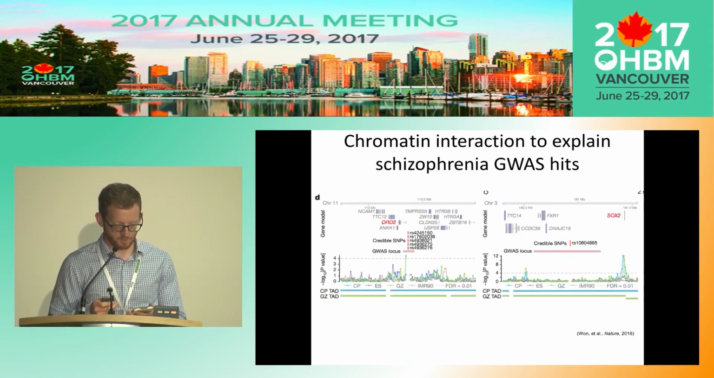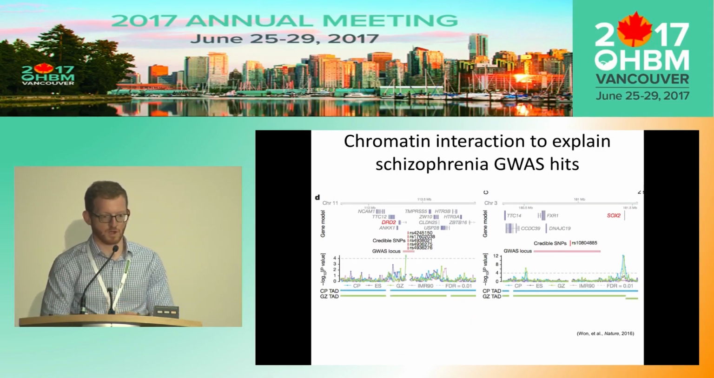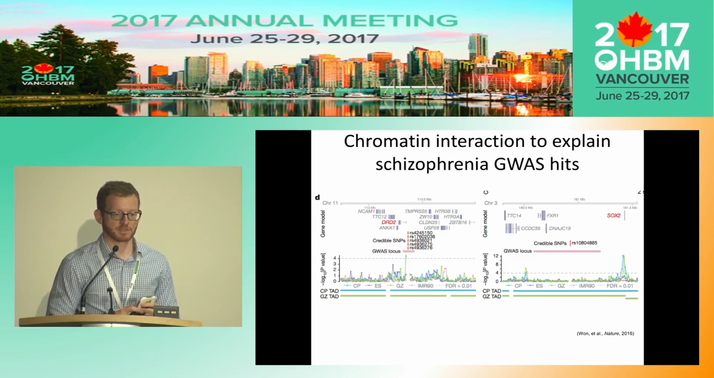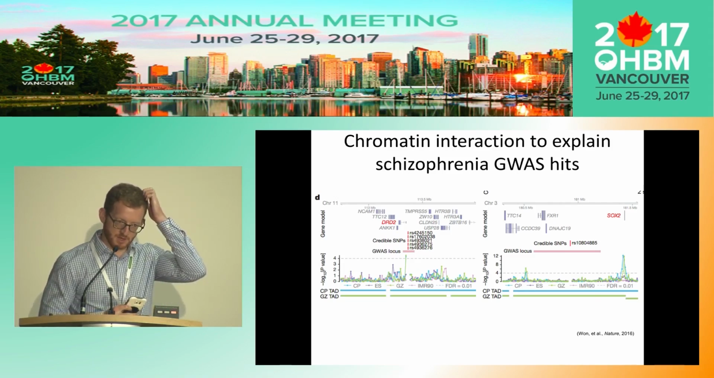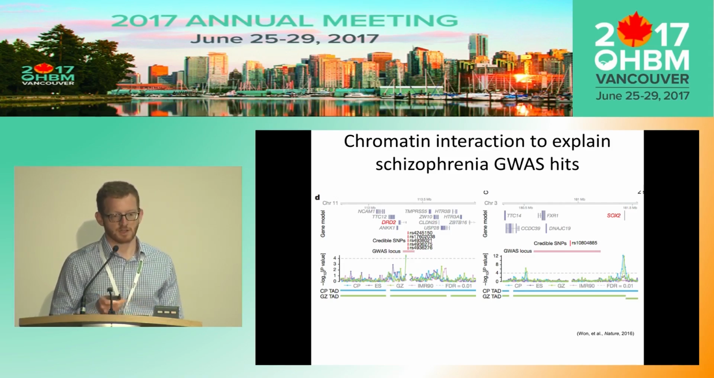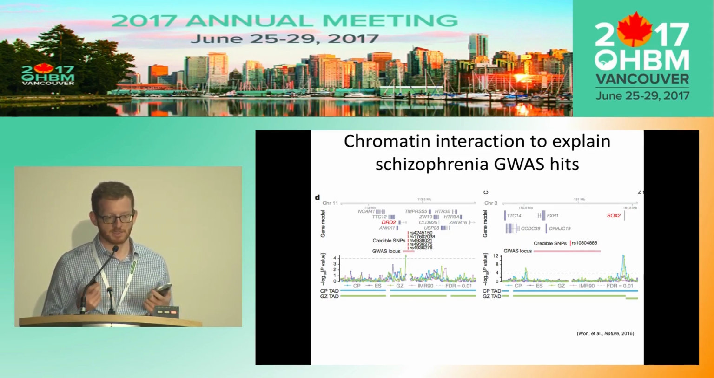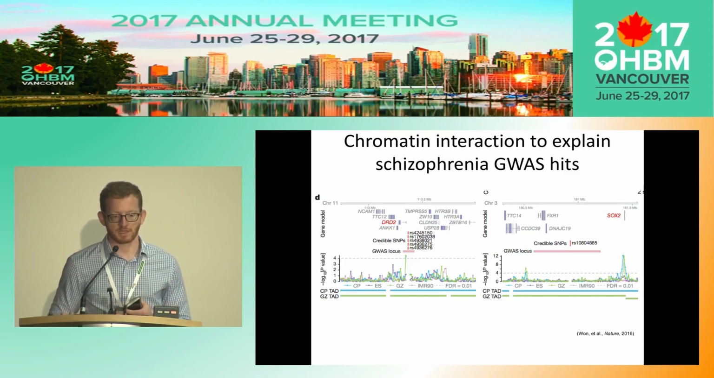Okay, and here's one example that we worked on to explain schizophrenia genome-wide association hits. Schizophrenia genome-wide association hits are often, again, in intergenic regions. Here we did Hi-C, so chromatin interactions, to see if we can explain some of the genes involved with risk for schizophrenia. In this case, you can see the genes on the top. Here are prioritized SNPs that we think could be the causal SNPs in the region.